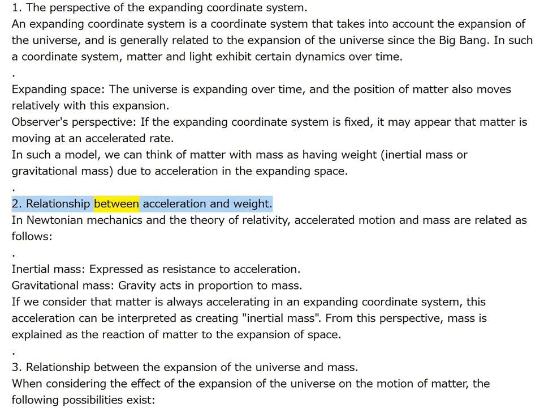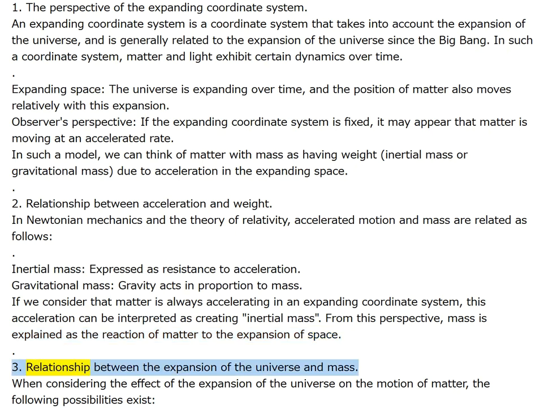2. Relationship between acceleration and weight. In Newtonian mechanics and the theory of relativity, accelerated motion and mass are related as follows. Inertial mass, expressed as resistance to acceleration. Gravitational mass: gravity acts in proportion to mass. If we consider that matter is always accelerating in an expanding coordinate system, this acceleration can be interpreted as creating inertial mass. From this perspective, mass is explained as the reaction of matter to the expansion of space.